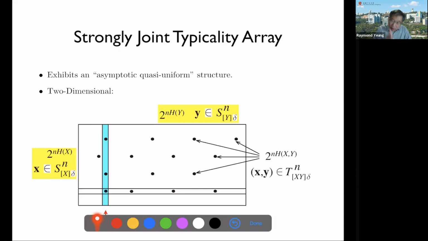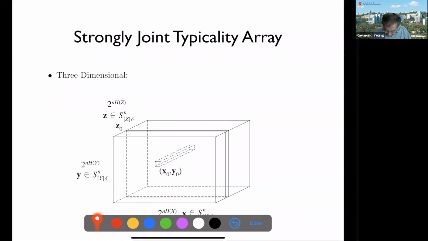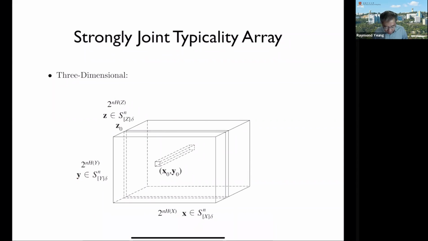You go vertically, you find that each column has approximately the same number of dots. If you go horizontally, each row has approximately the same number of dots. Okay. Now this is a 3-dimensional case. If you have 3 random variables x, y, and z, so this is the typical x's, this is the typical y's, and this is the typical z's.